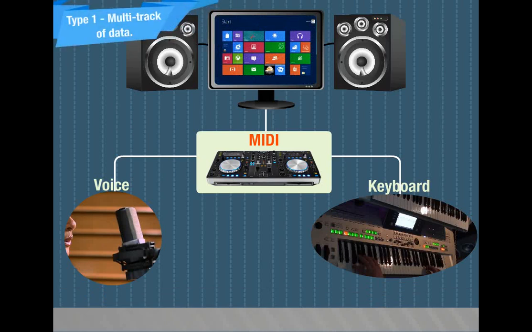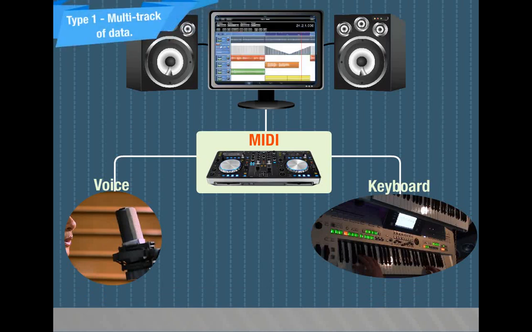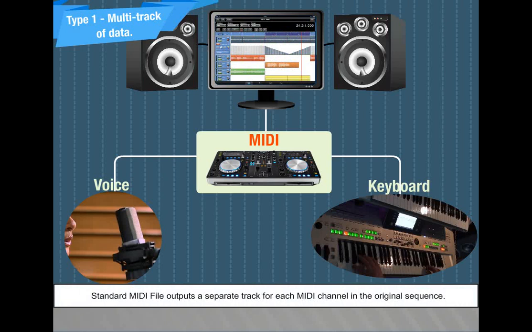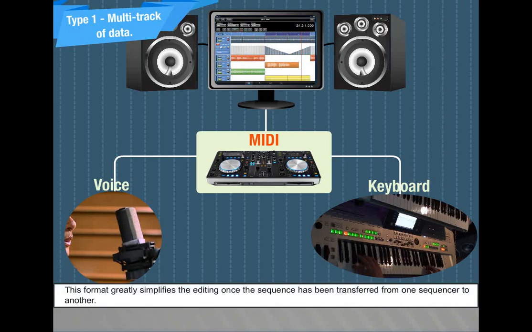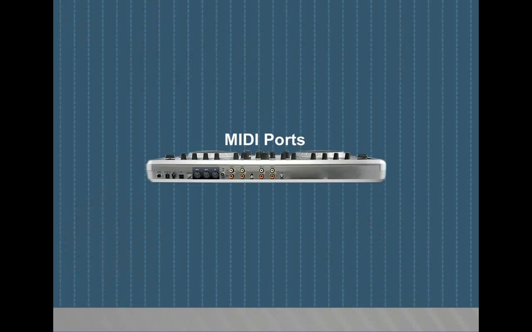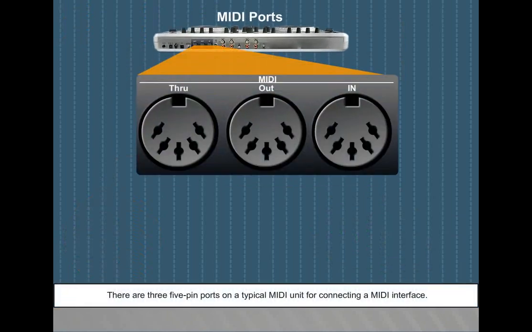Type 1. Multi-track of data. Standard MIDI file outputs a separate track for each MIDI channel in the original sequence. This format greatly simplifies the editing once the sequence has been transferred from one sequencer to another. MIDI ports. There are 3 5-pin ports on a typical MIDI unit for connecting a MIDI interface: in, out, through.